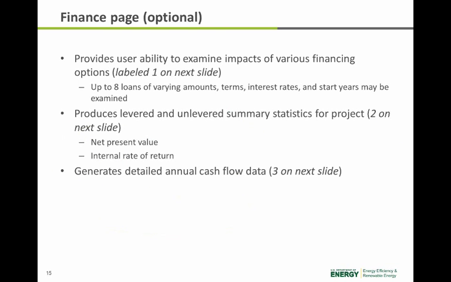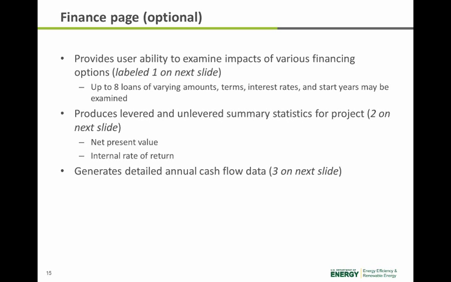Okay, on to the finance page. Now the results summary is reporting results as if no debt instruments were used, but in many cases that may not be realistic, and the user may want to visit the finance page to see what the financial impact is of employing various debt instruments. And this sheet allows the user to specify up to 8 loans, and each of those loans can have unique amounts, terms, interest rates, and start and stop years.